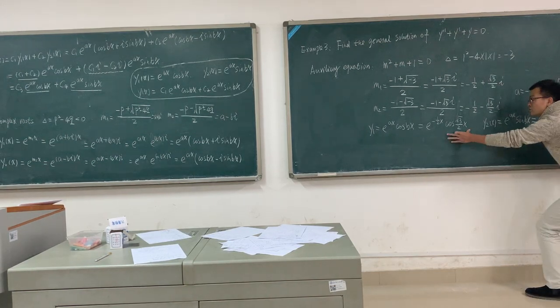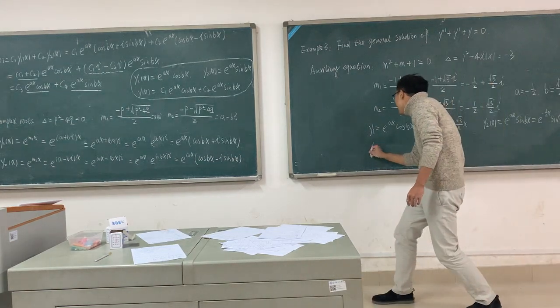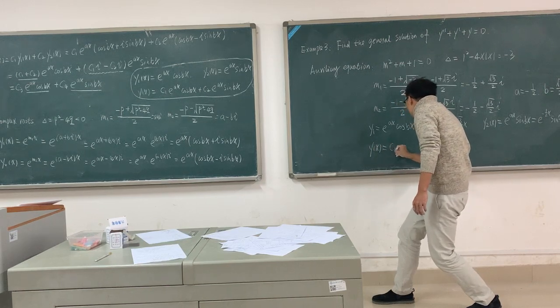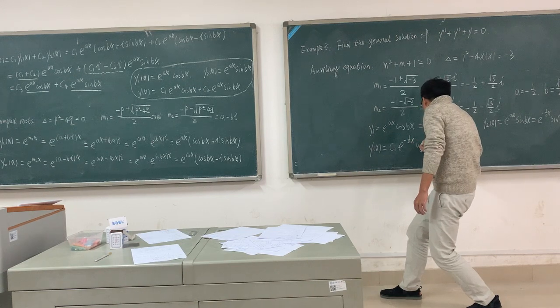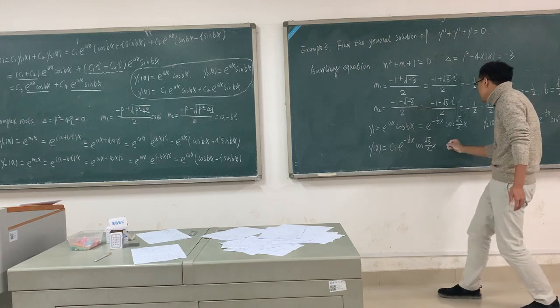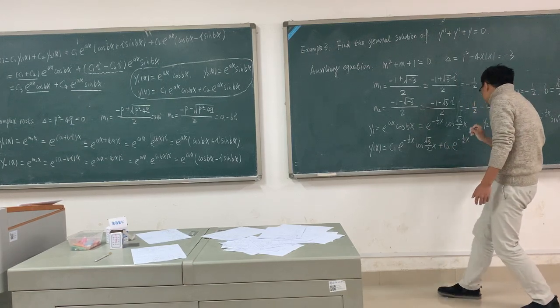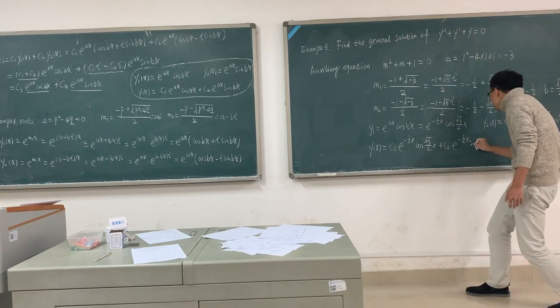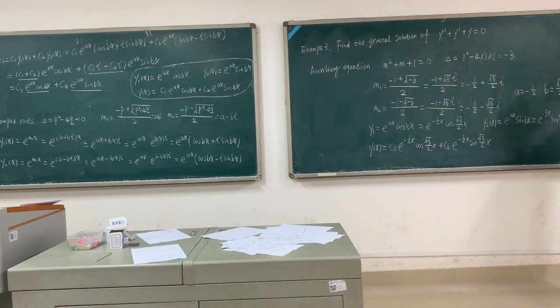So the first solution and the second solution are two linearly independent solutions. So the general solution is y of x equal to c1 e to the minus half x cosine the square root 3 by 2 x, plus c2 e to the minus half x sine square root 3 by 2 x. So this is the general solution, okay?